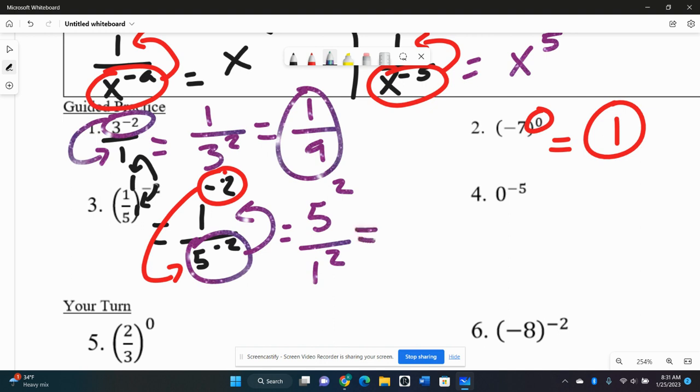And this is another pretty simple one. So 5 to the power of 2 is just 25. 1 to the power of 2 is just 1. So my answer is 25.